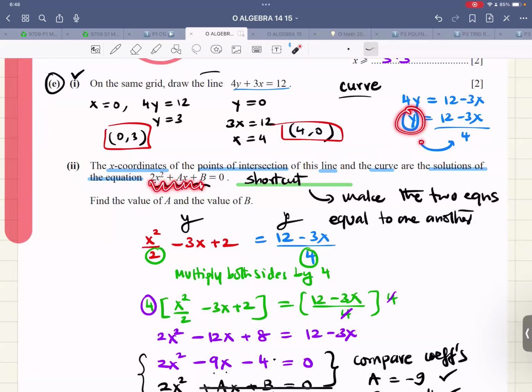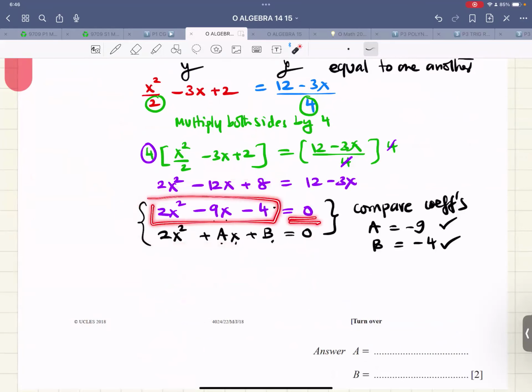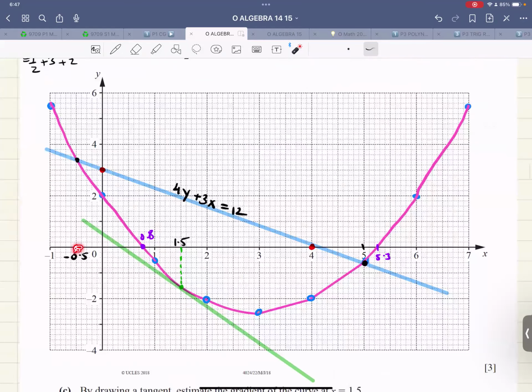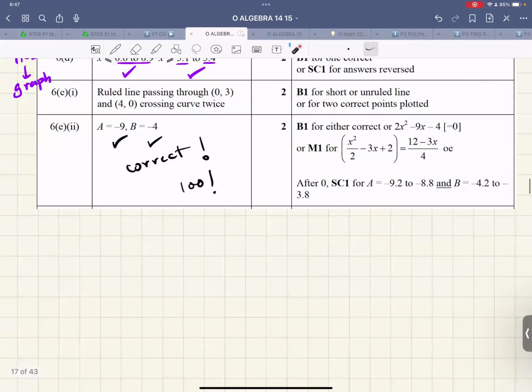We make y the subject in the equation of a line. y is equal to x squared over 2 minus 3x plus 2. That is the equation of the curve. We equate the line and the curve and simplify, and we get one single equation. This single equation equated to 0 will give us the same points of intersection in which the line intersects the curve. I hope this is all clear.